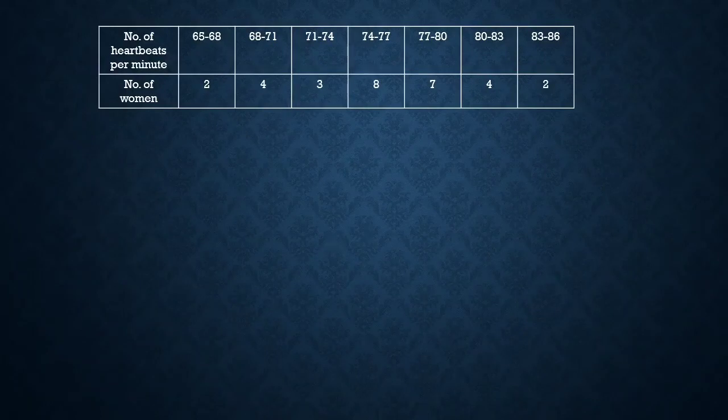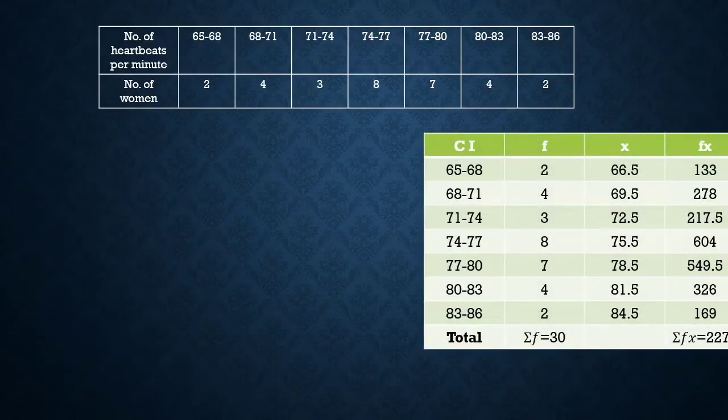In the fourth question, 30 women were examined in a hospital by a doctor, and the number of heartbeats per minute were recorded and summarized as follows. Means the number of heartbeats per minute has been given in the table for 30 different women. Find the mean heartbeat per minute for these women, choosing a suitable method. So we are supposed to find the mean heartbeat of these 30 women whose data a doctor has recorded.